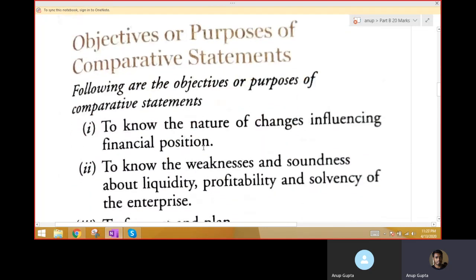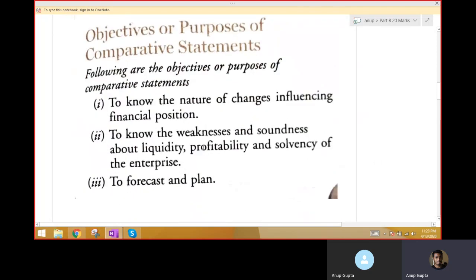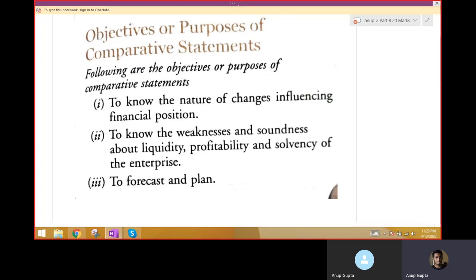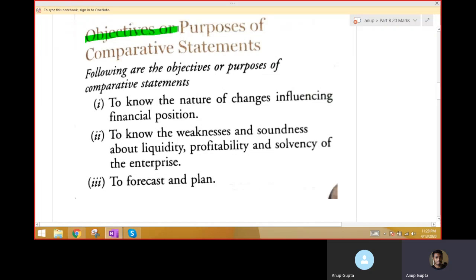So let us go further and understand the objective or the requirement. Why would a management require preparing comparative statements? What are the objectives or purposes of preparing comparative statements? The following are the objectives.